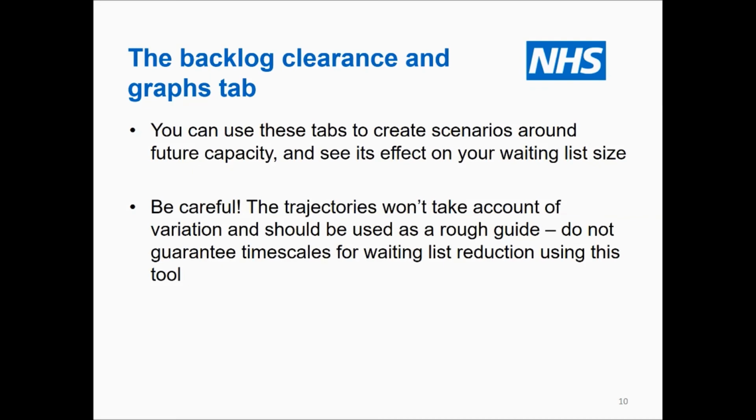You can use the Backlog and Graphs tab to play with your future capacity and see the effect of increasing or decreasing your capacity on waiting list sizes. Do note, though, that the trajectories won't take into account variation and assumes an even spread of activity and capacity, so it should not be used to guarantee timescales, for example, specific waiting list size reductions.